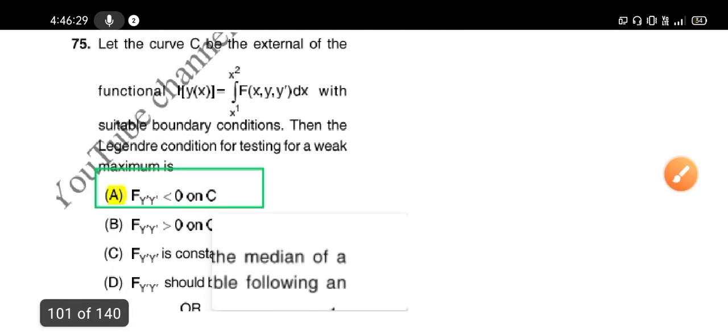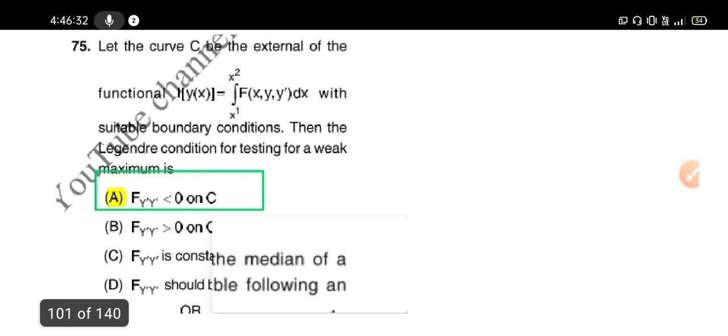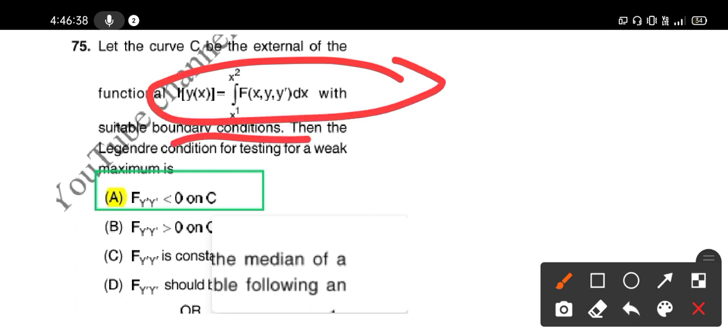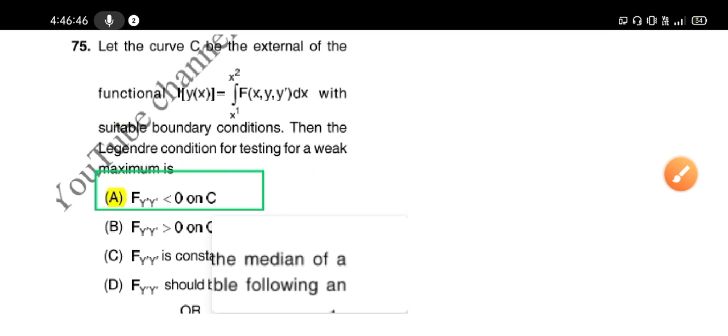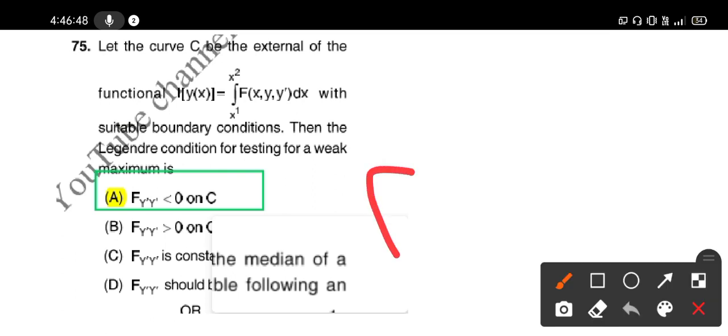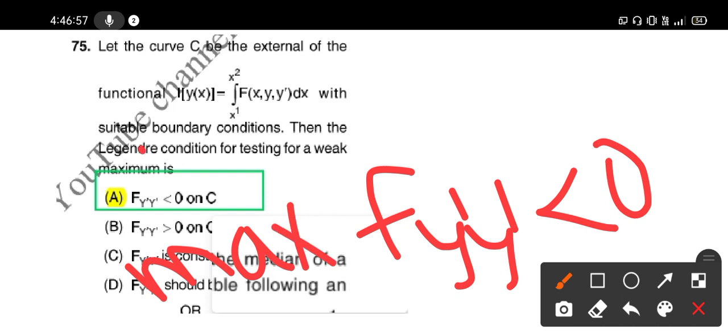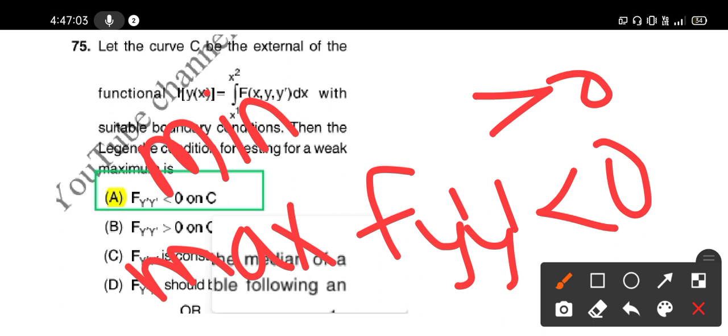Next question. Let the curve C be the extremal of the functional. Here the extremal is given with the suitable boundary condition. Here is one theorem, the Legendre condition for testing weak maximum: weak maximum if I double dash is less than 0, and minimum if greater than 0, and strong minima, strong maxima. You can check this option. Option A is correct.